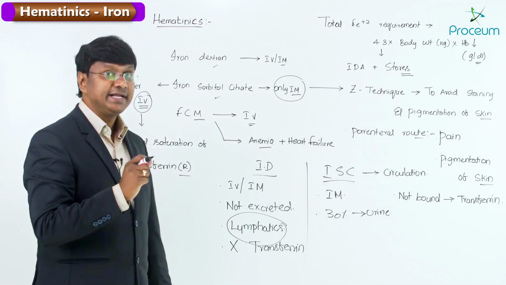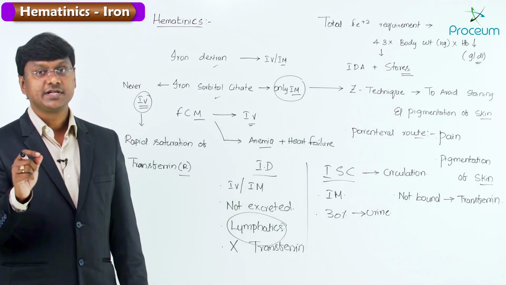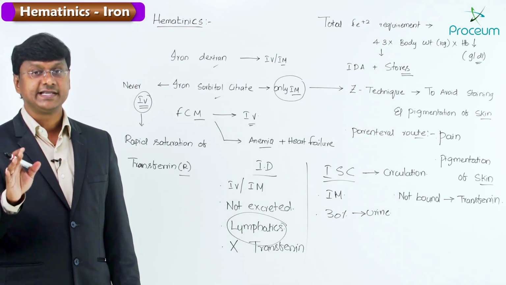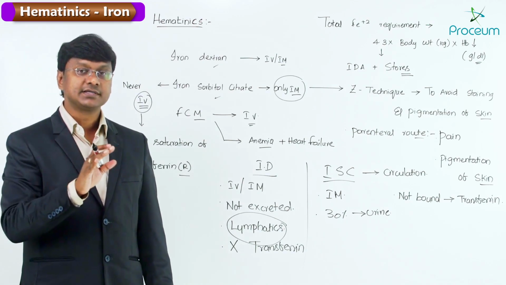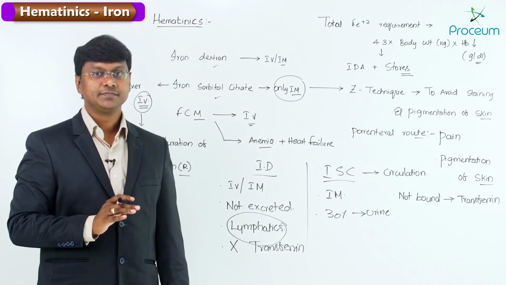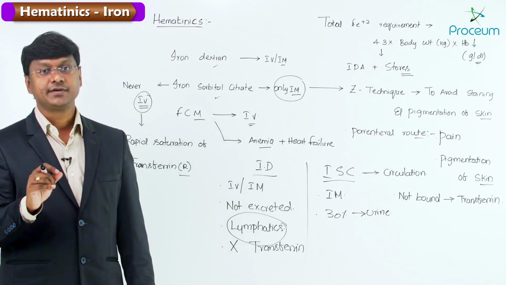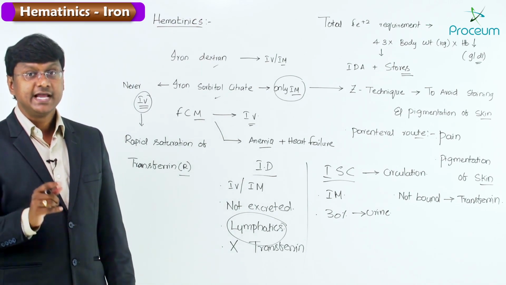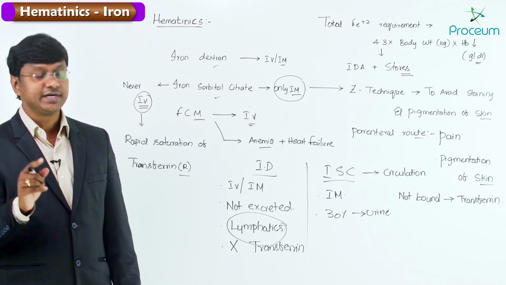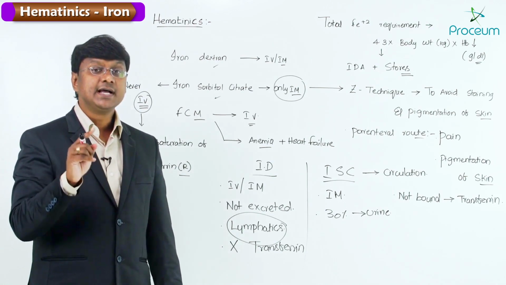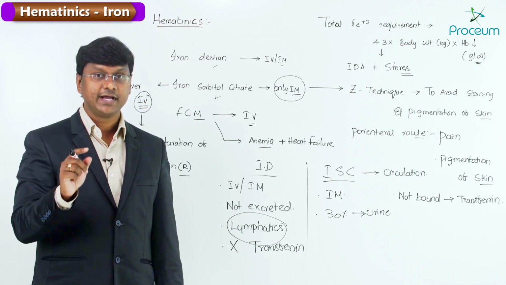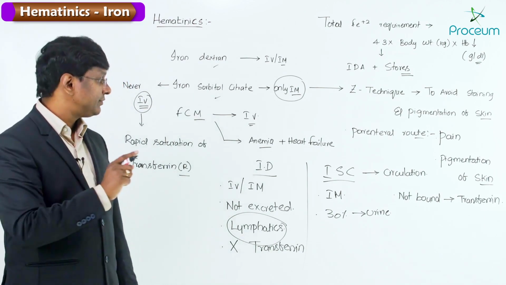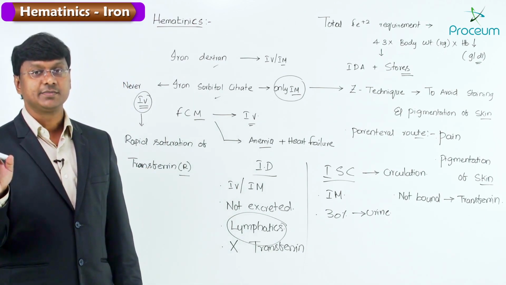And the intramuscular injections are usually given by Z technique, that is mainly to avoid staining and pigmentation of the skin. And the major problem with the parenteral route is pain at the injection site and pigmentation of the skin. And if you see the differences between iron dextran and iron sorbitol citrate, iron dextran can be given via intravenous or intramuscular route, whereas iron sorbitol citrate only intramuscular route.